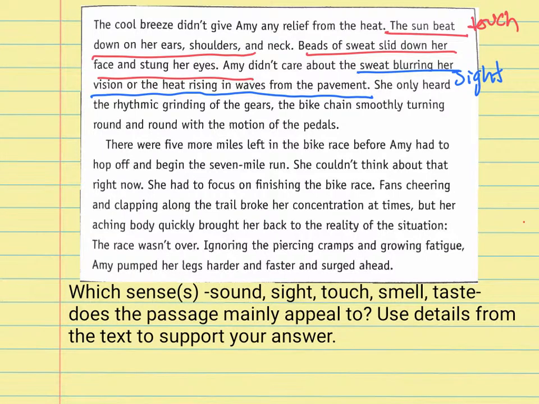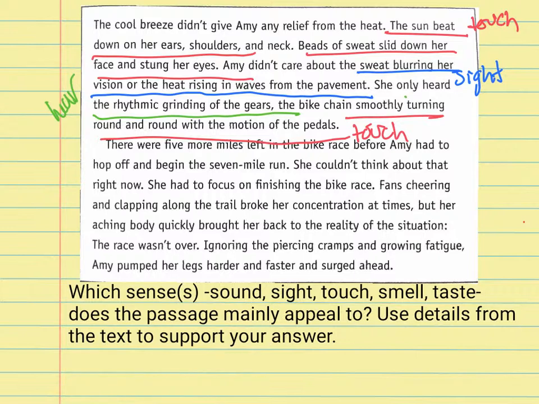And she heard the rhythmic grinding of the gears, bike chain smoothly turning round and round, the motion of the pedals. Oh, wait a second, that's not all hearing. Let's go back. This one she'd hear. Chain smoothly turning round and round, the motion of the pedals. That looks like touch again, because she's doing that, right? So that's touch. There were 5 more miles in the bike race before Amy had to hop off and begin the 7-mile run. Man, that would make me tired. She couldn't think about that right now. She had to focus on finishing the bike race.